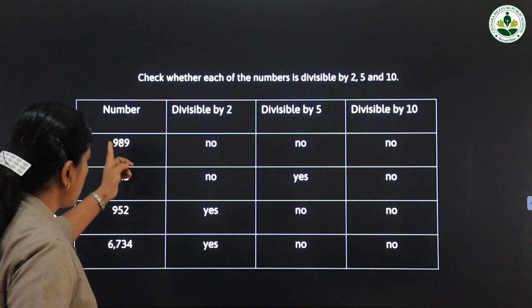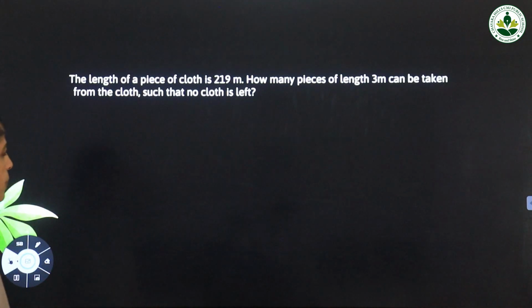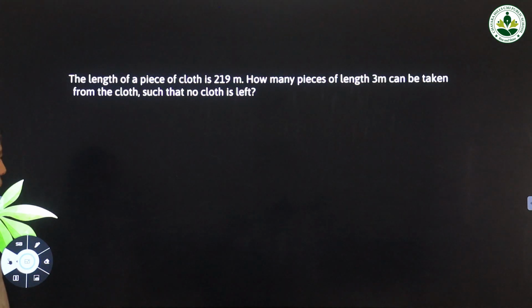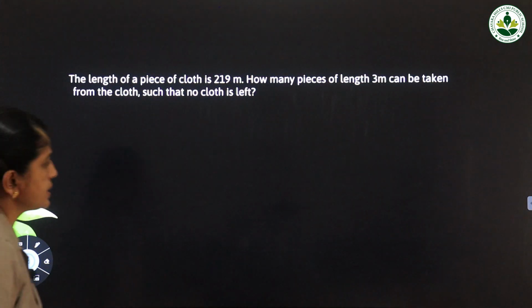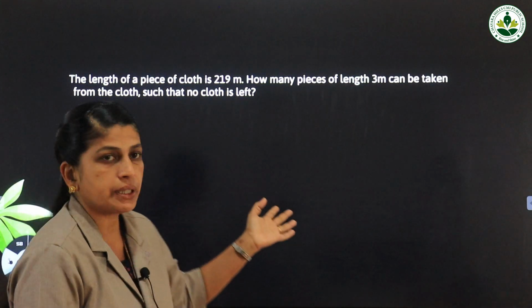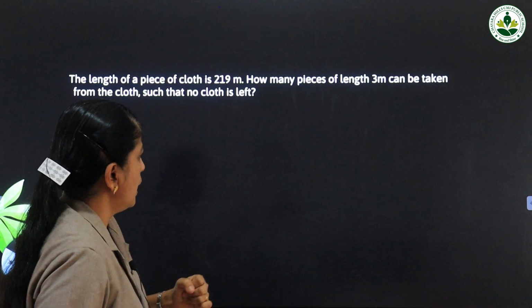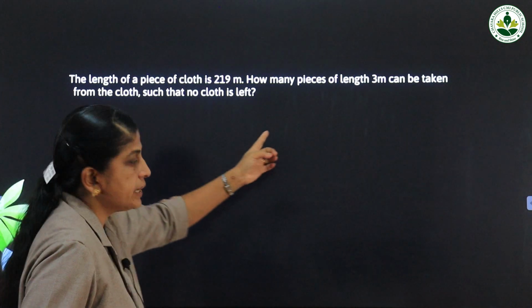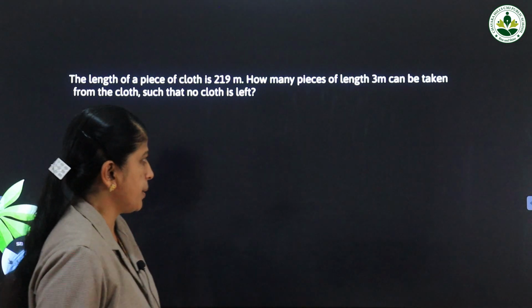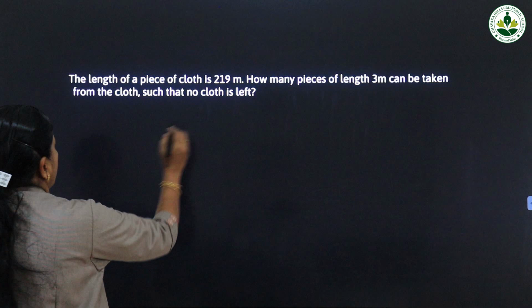And you have to solve this. The length of a piece of cloth is 219 meters. How many pieces of length 3 meters can be taken from the cloth such that no cloth is left? We can do this by two methods. That means by the division method we can find out, or by using the divisibility rule. That means we can use the divisibility rule for the number 3. This is a word problem. We have to write the steps.